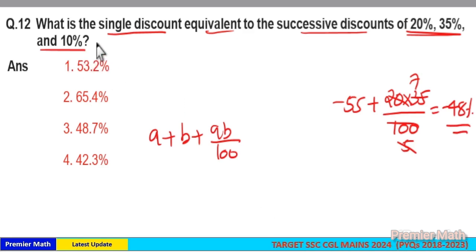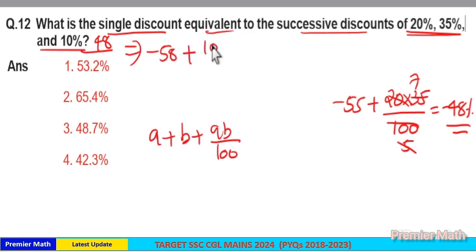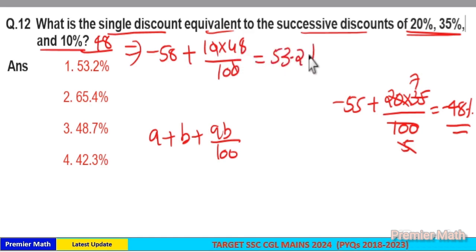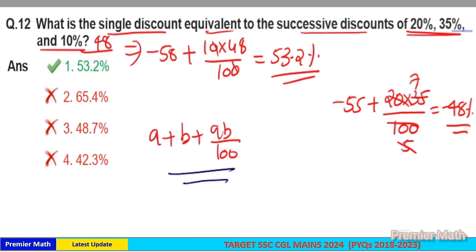So use 48 and 10 together, which is 10 plus 48, 58, minus 58 plus 10 into 48 divided by 100. Now minus 58 plus 4.8 is equal to minus 53.2%. Option 1 is your answer.